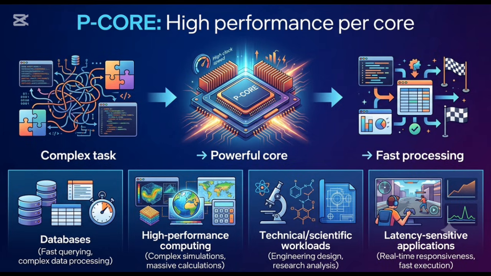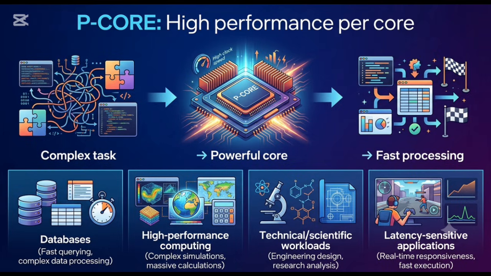P stands for performance. P-cores are designed to deliver high performance from each individual CPU core. They are large and more powerful cores designed to handle demanding threads and applications where the performance of each individual core matters. For example, imagine a database server processing a complicated query. That task might not benefit as much from simply adding hundreds of small cores. Instead, having a powerful core that can process demanding instructions quickly can make a big difference.